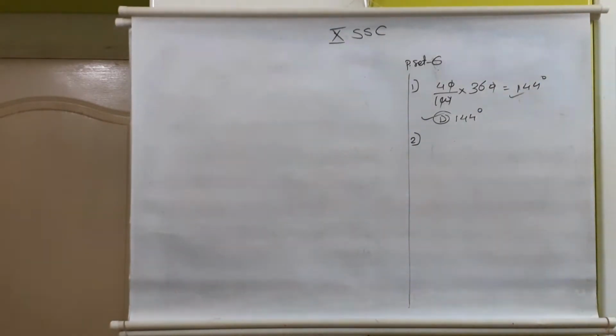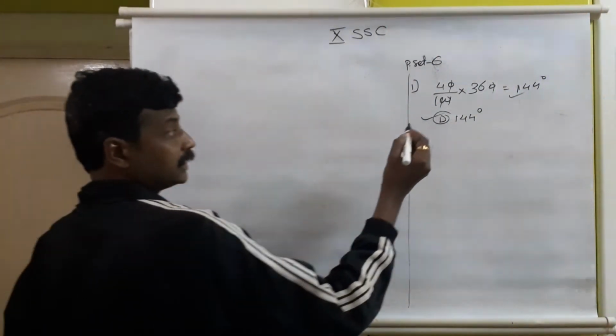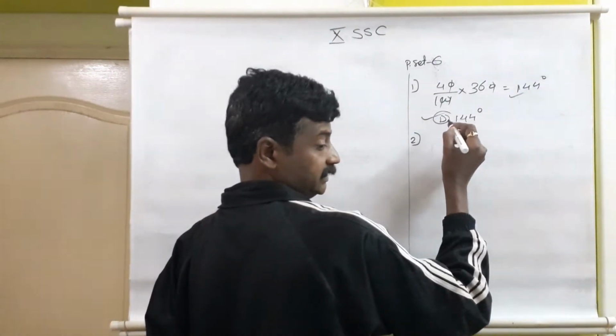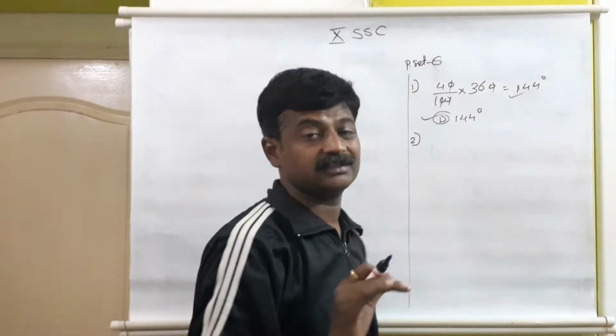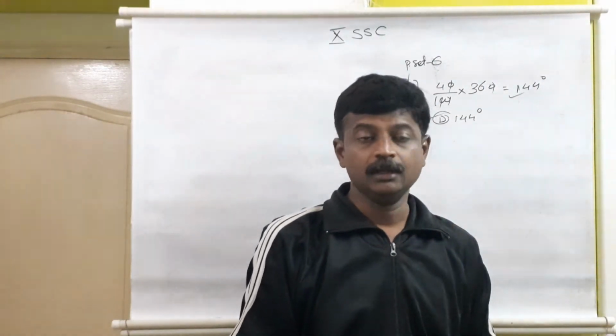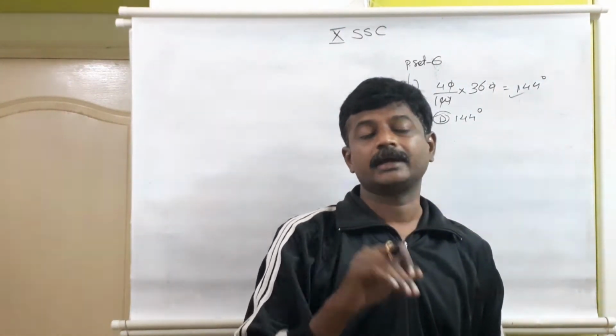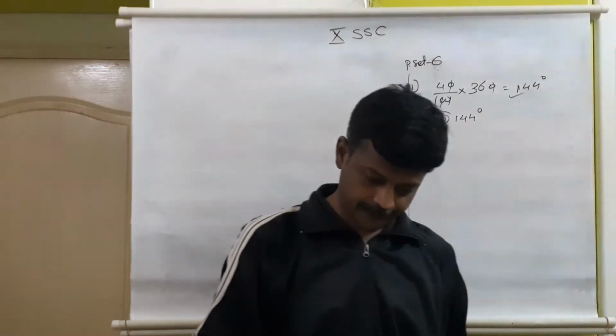Question number 1, objective type. Solution is the last option D, 144 degrees. As we discussed already, the correct option is necessary. If you write the correct answer, along with that the correct option is necessary. Don't write only the correct answer, because as per the new pattern, the correct option is necessary in the answer paper.